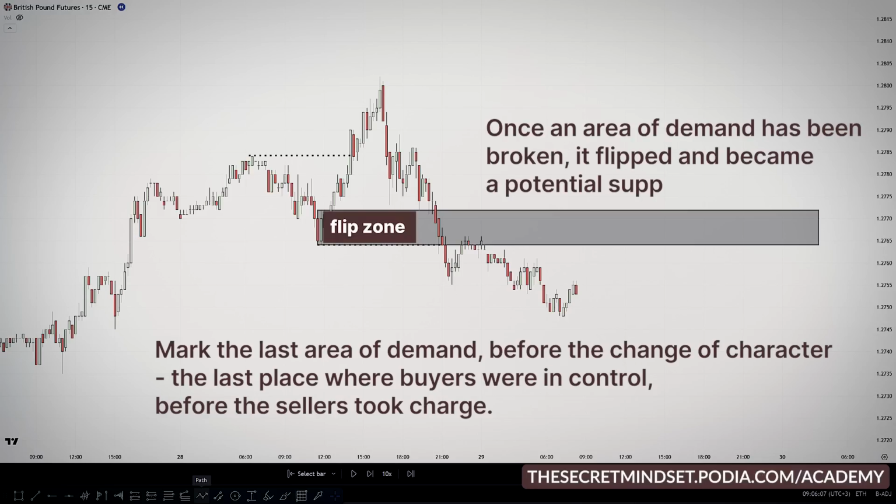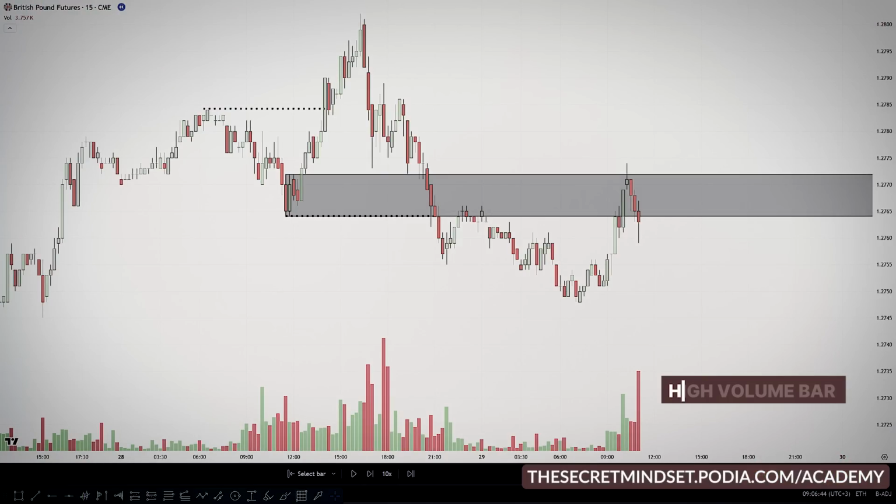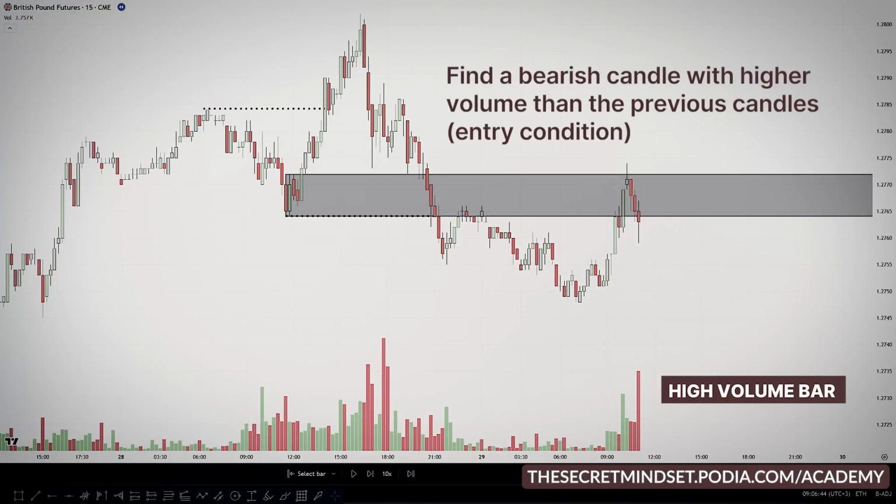This is an important concept. Once an area of demand has been broken, it flipped and became a potential supply, so a possible zone with selling pressure. And we already know that big players often use these areas to enter short trades. The final step is to wait for a retrace to supply, and then enter the short position when we see a bearish candle with higher volume than the previous candles.